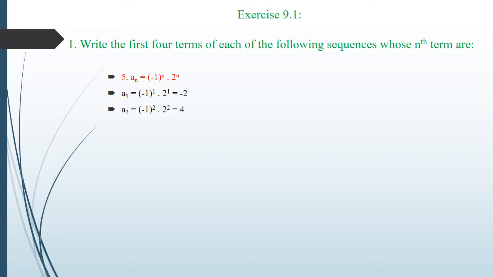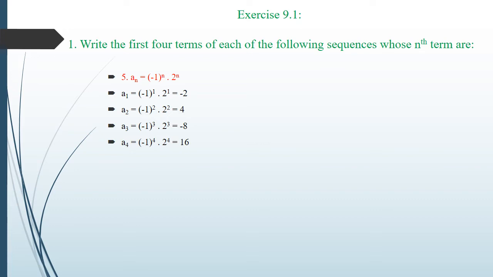Similarly, second term, that is a2 is equal to minus 1 to the power 2 into 2 to the power 2. Minus 1 to the power 2, minus 1 into minus 1 gives me plus 1. 1 into 2 to the power 2 is nothing but 4. 4 into 1 is 4. A3 is going to be minus 1 to the power 3 into 2 to the power 3. 2 to the power 3 is 8. Minus 1 into minus 1 into minus 1 will give me minus 1. Therefore 8 into minus 1 is minus 8.